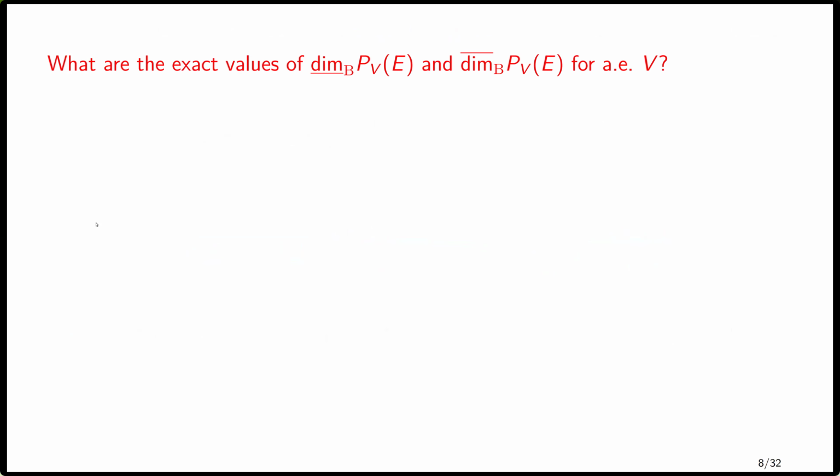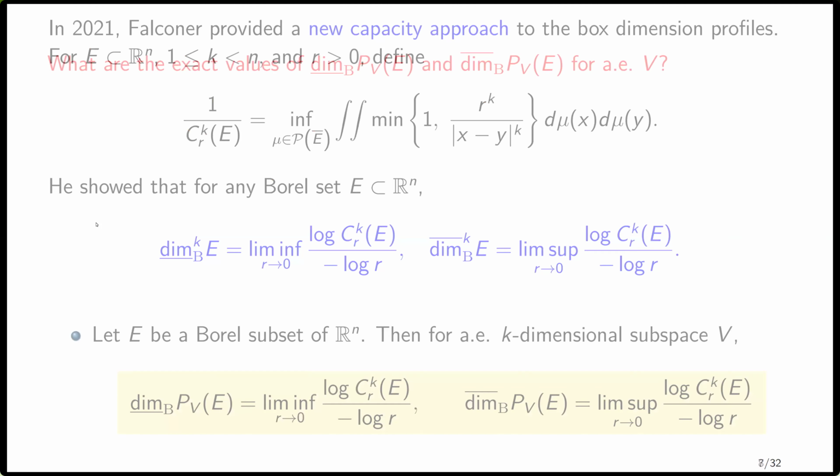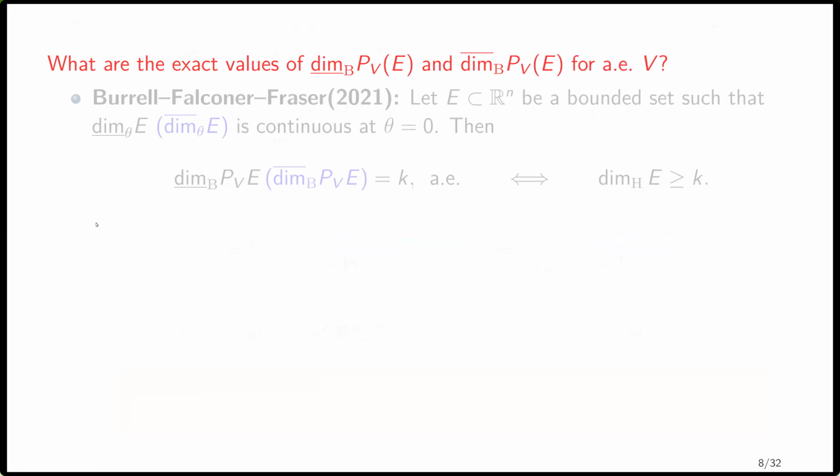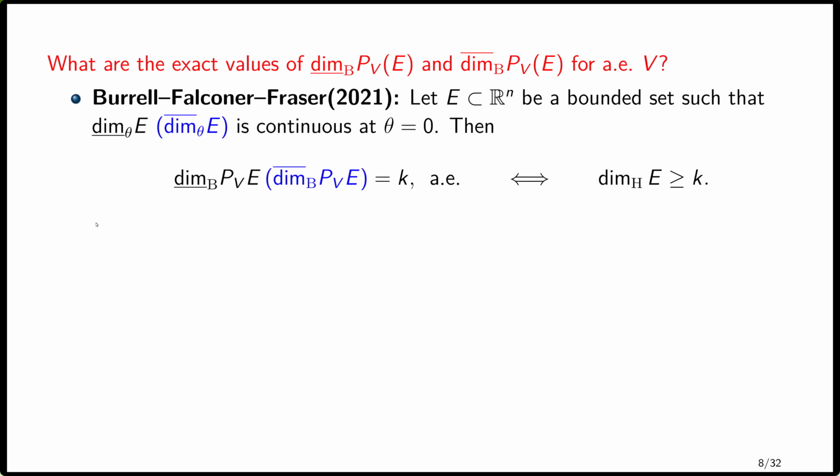Here I just use the lower box dimension. In fact, we only need to compute the box dimension profile, the right-hand side, right? And the right-hand side is constant, independent of the direction V, or subspace V. Well, in fact, Burrell, Falconer, and Fraser gave some partial results.